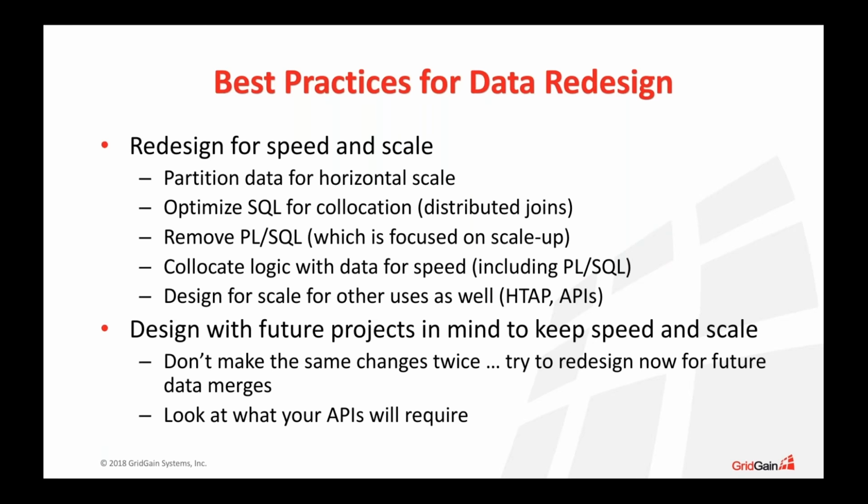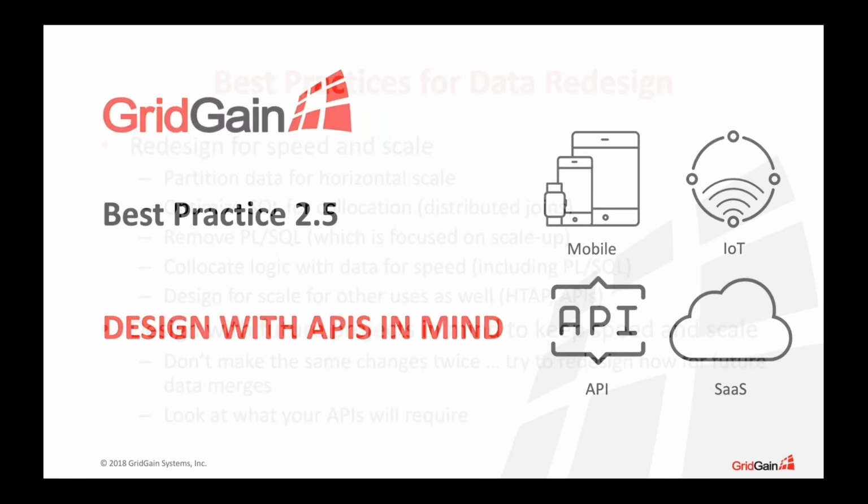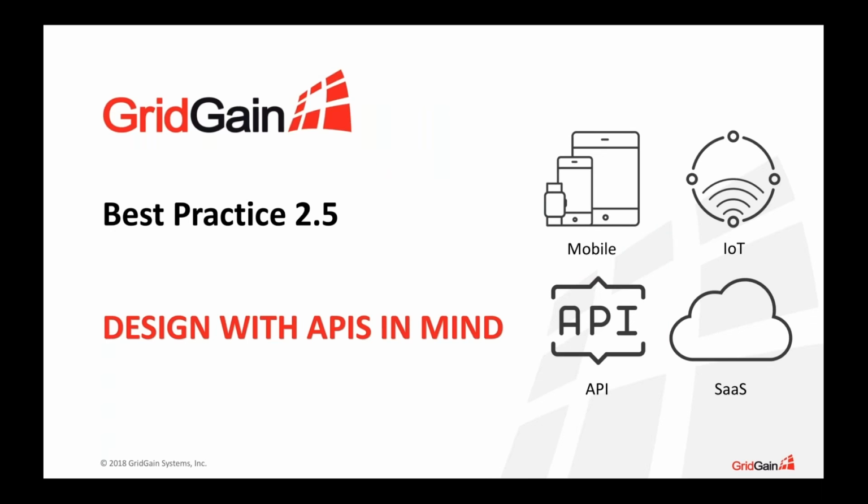Next, design with APIs in mind. You're designing for speed and scale. You're looking ahead, and there are really two big workloads you have to watch out for. The first one is APIs. We'll talk about the second one in a second. But APIs are critical. Just about everything you're doing with digital business has an API. For your mobile apps, for your Internet of Things, for integrating with SaaS applications, all of that is about APIs.